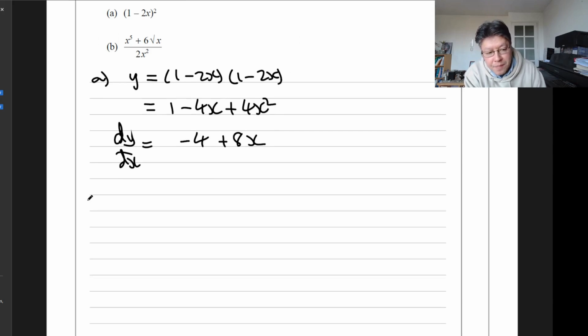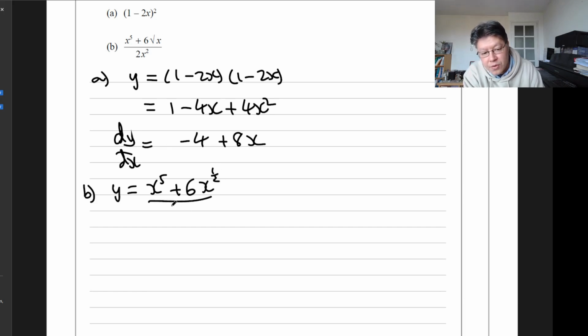For part B, we'll begin by writing y equals x to the 5 plus 6, and we're going to rewrite the root x as an x to the half, and that's all over 2x squared. And now we're going to split up the fraction, so that gives us x to the 5 over 2x squared plus 6x to the half over 2x squared.